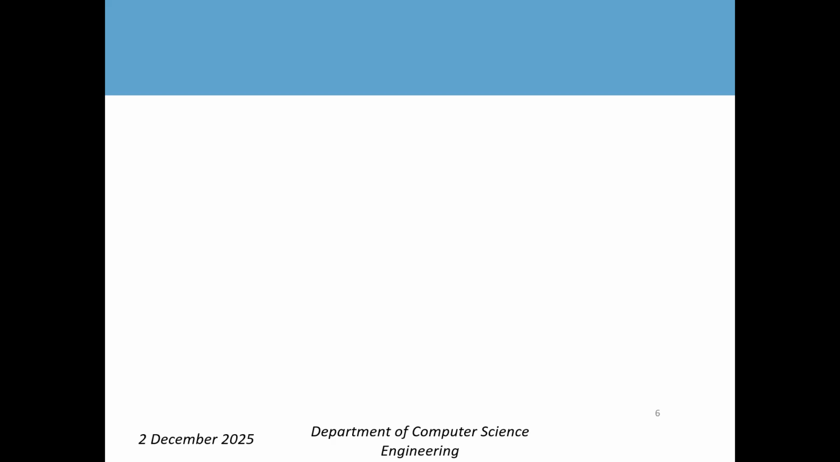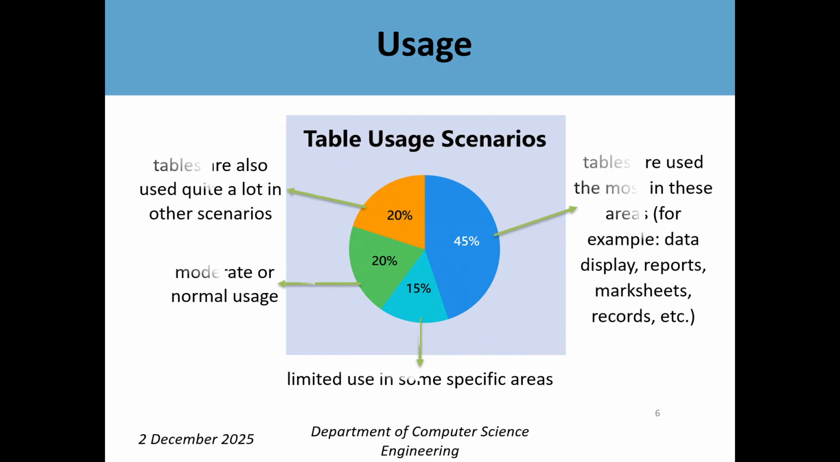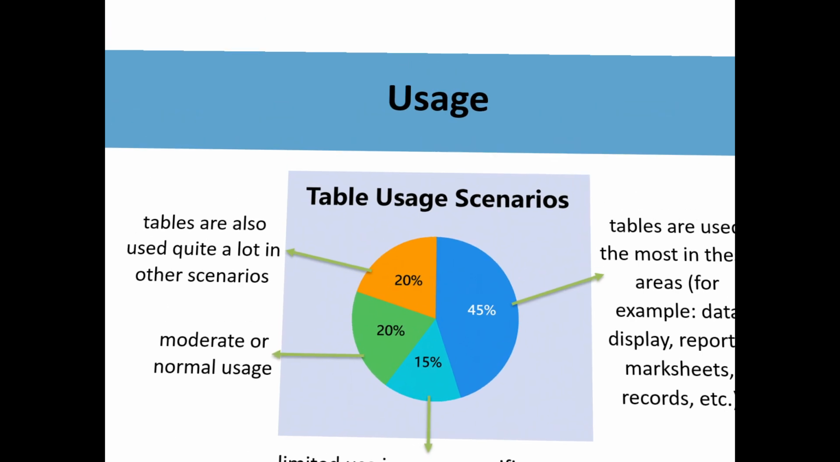This type of structure is commonly used in school and college mark sheets. HTML tables are mostly used in areas where data must be properly organized in rows and columns. For example, mark sheet, attendance sheet, report, employee record, and data display system. Without tables, data would look messy and difficult to understand.